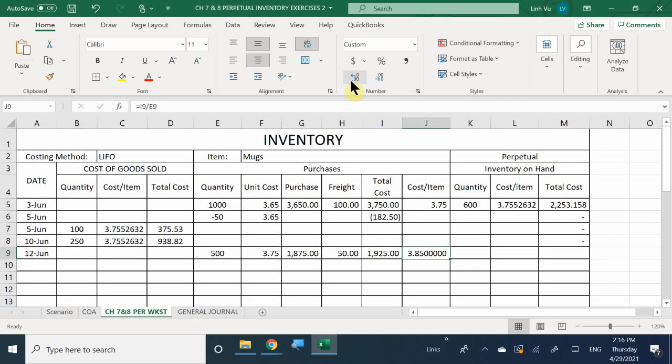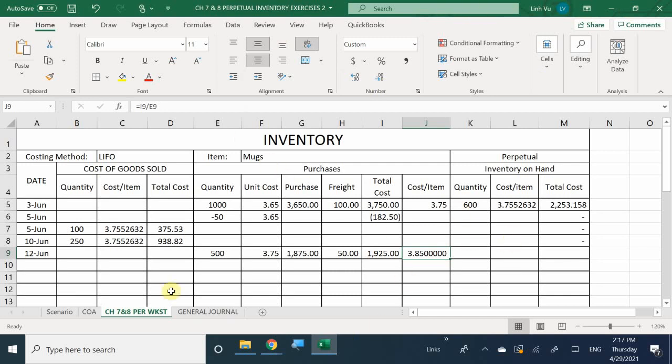Wait a minute, cost per item equals the 1925 divided by the 500, right? Mm-hmm. Yeah, so in this case, this was even. It went in evenly because if I open up and extend it, I have a bunch of zeros after it. So that means this one goes in completely 100% even.